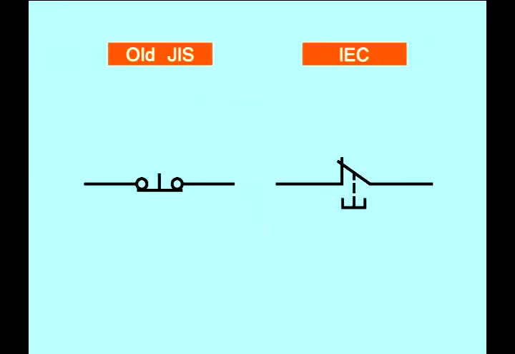The B contact push button switch opens the circuit when the button is pressed and closes the circuit using spring force when the button is no longer being pressed.